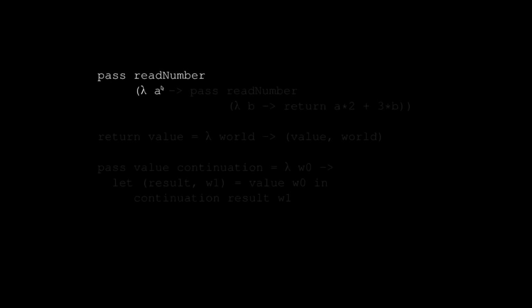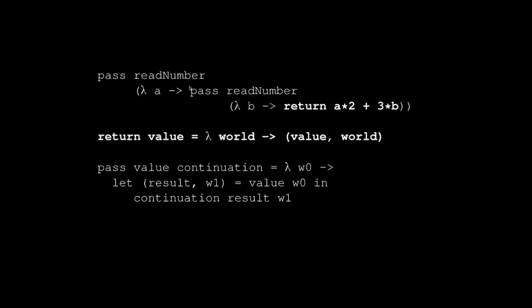So when it comes to the first two problems, we could define the following pair of functions. Pass value to continuation returns a function of argument w0, which applies the value function to the w0 argument, obtaining the pair result and w1, and then calls continuation with result and w1. And return value is defined to return a function of argument world, which returns a pair consisting of the argument passed to the return function and the world passed to the resulting function.